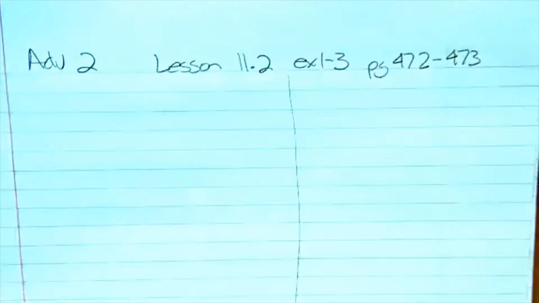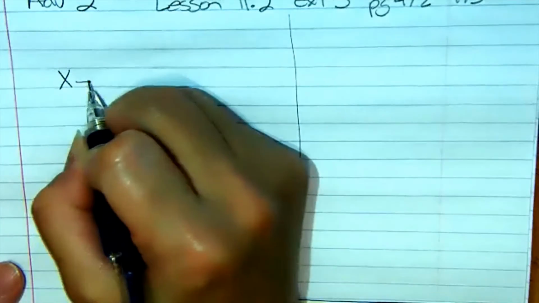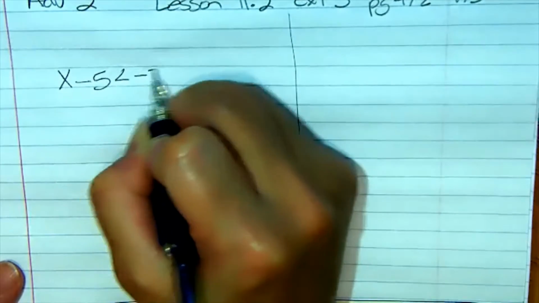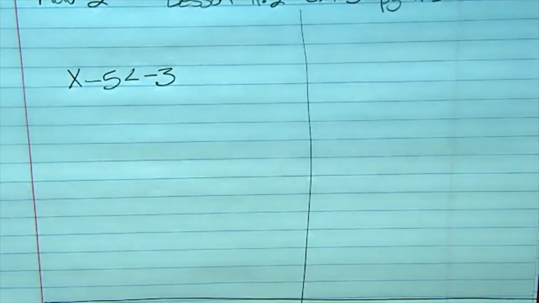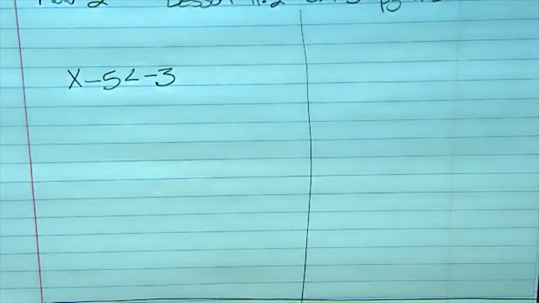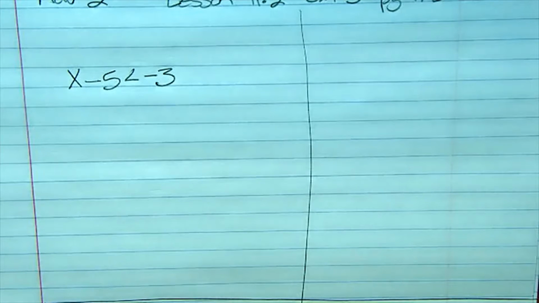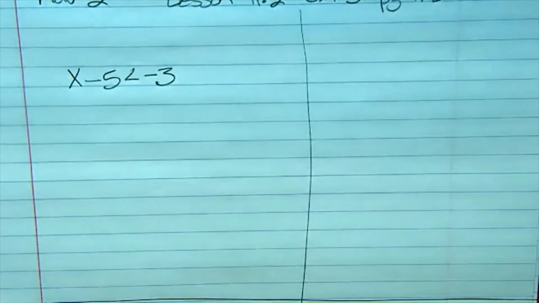Okay, they like to give us an inequality that looks like this. x minus 5 is less than negative 3. We need to solve this inequality. And you guys already know how to do this. We're going to use the same rules that we used when we solved equations. Instead of an equal sign, we have an inequality sign.